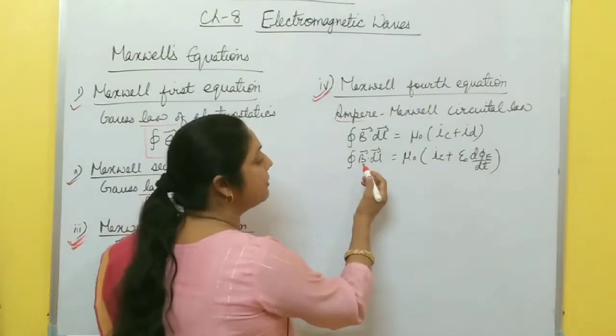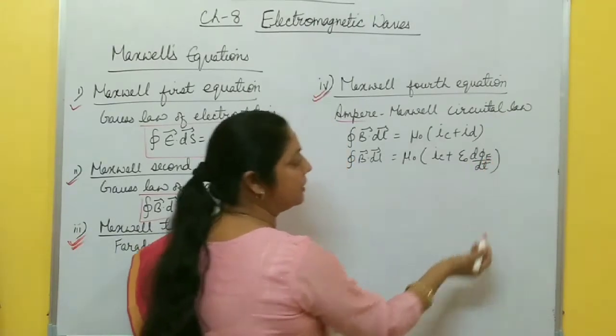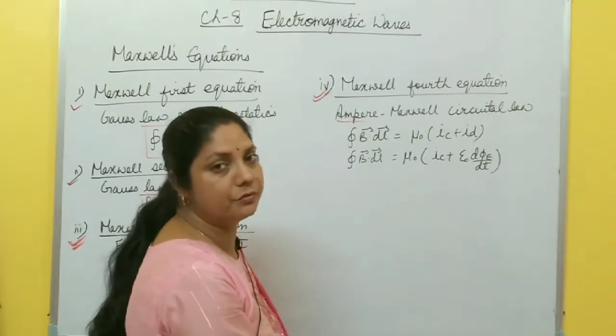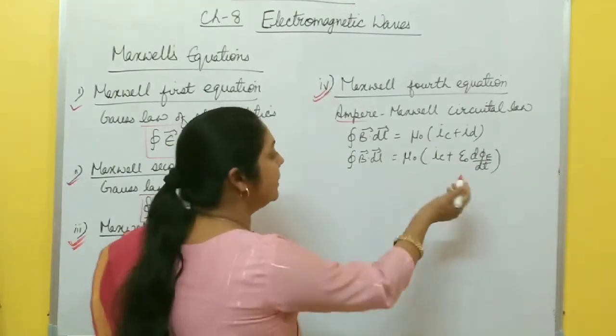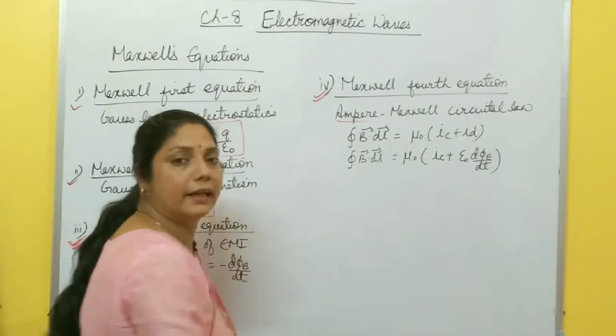So you can write it this way: the closed loop integral of B dot dl equals mu naught I_C plus epsilon naught d phi_E by dt, and phi_E you can write in terms of the electric field also. Phi is what? E dot A. From here it's clear that this magnetic field is produced due to a time varying electric field.